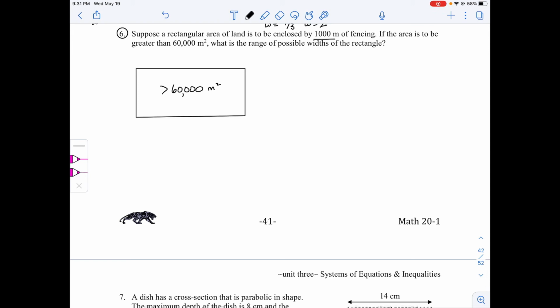So we have this little bit of information here that basically the perimeter is going to be 1,000. So we've got 2 length plus 2 width is equal to 1,000. So we know that our length and our width and another length and another width would have to total 1,000 meters of fencing. I can simplify that by dividing everything through by 2. And I would get a length plus a width would be equal to 500. So that's our perimeter.